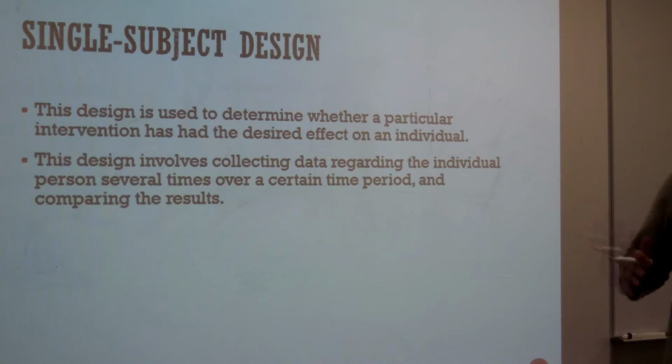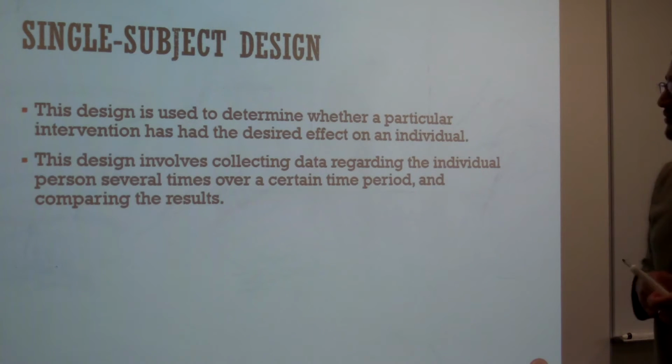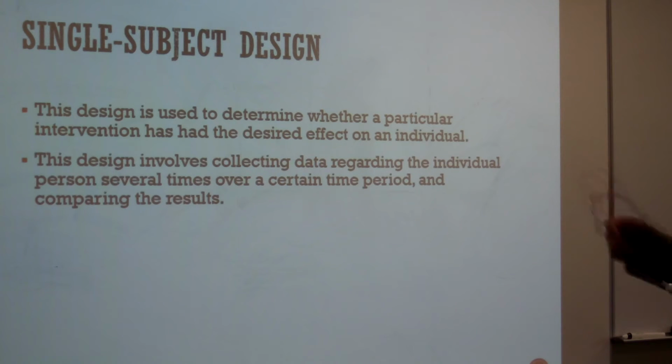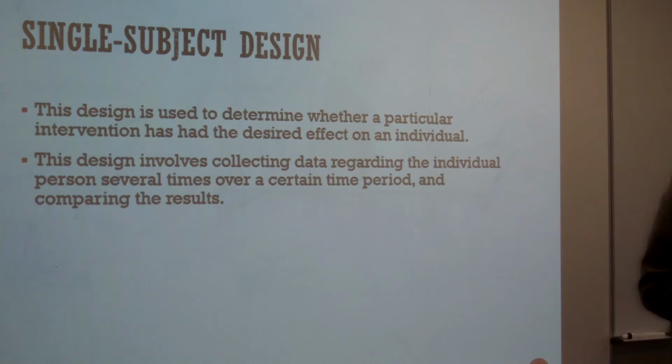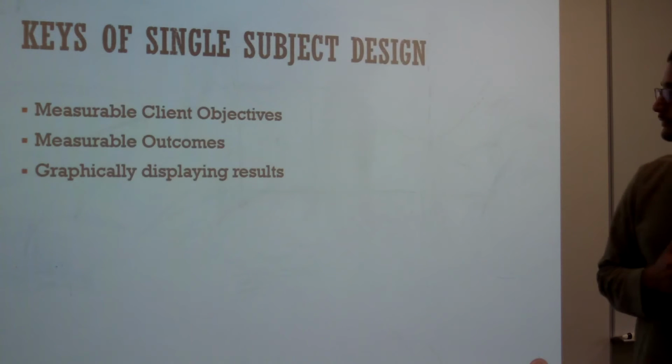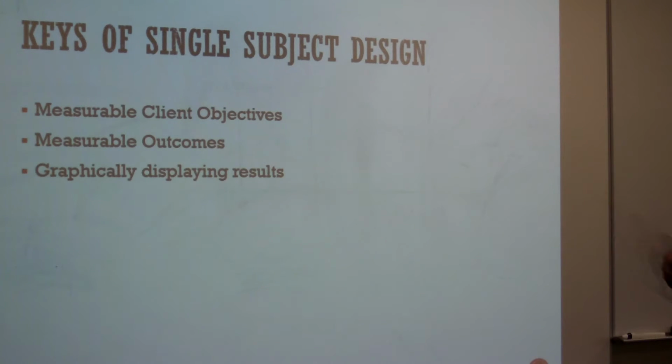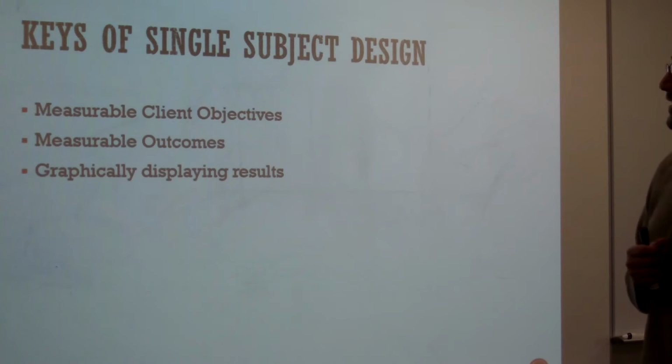So this summarizes what I just mentioned. It is used to determine whether a participant intervention has the desired effect or not, and it involves collecting data several times over a particular time period and comparing the result with past, present. So we talked about measurable client objectives, measurable outcomes.